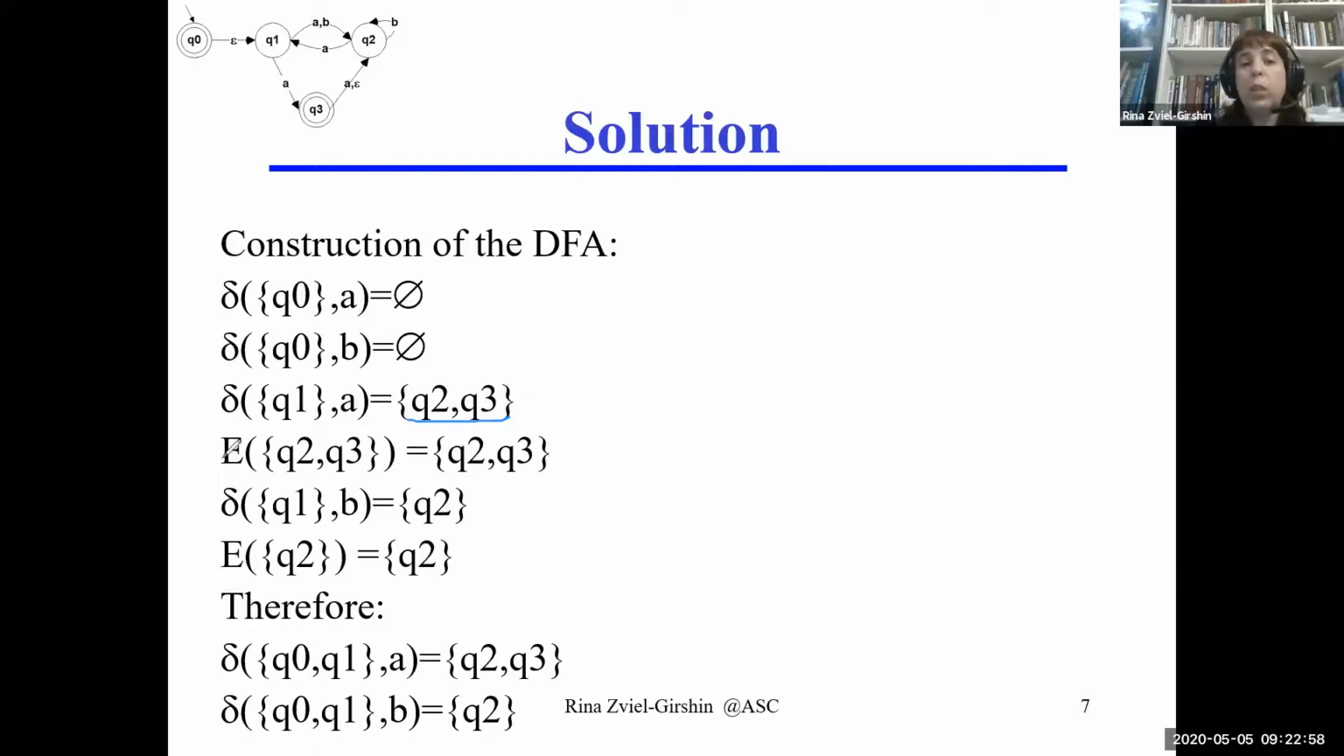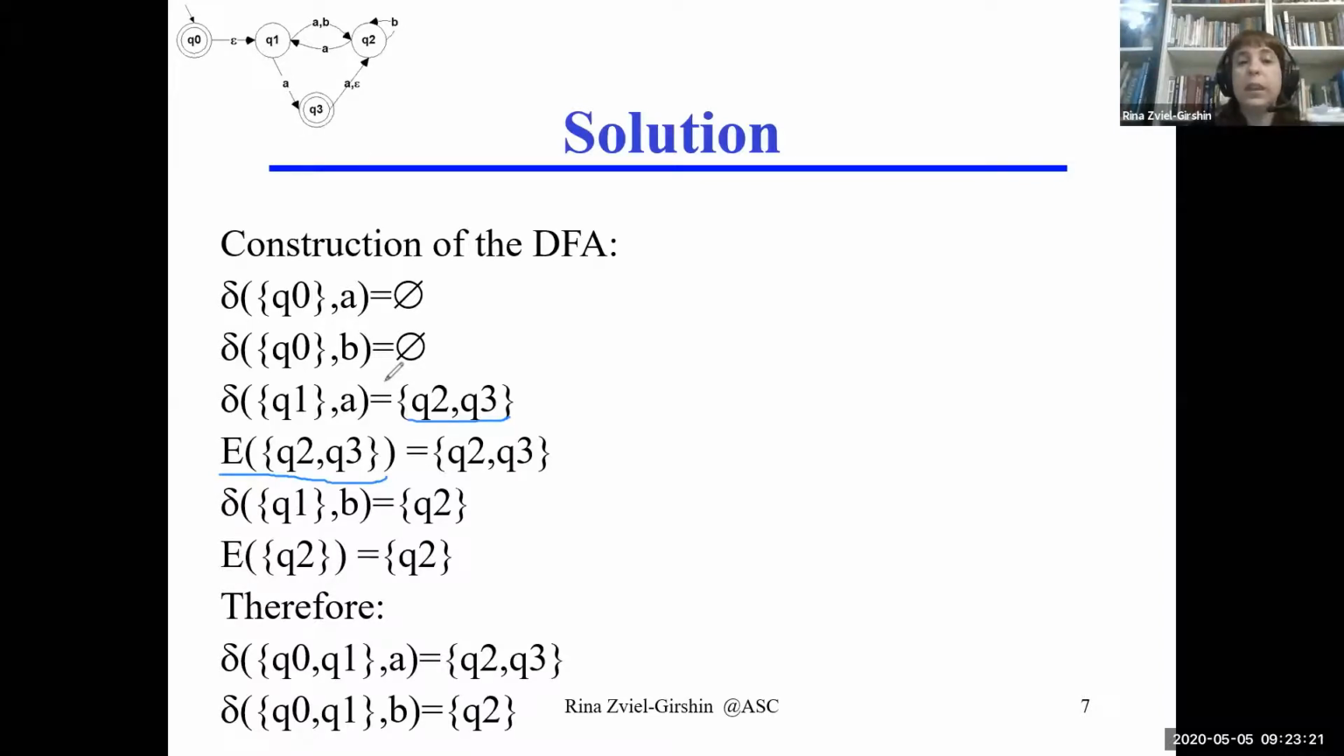And now I also have to do an epsilon closure on this resulting state. So epsilon closure on Q2 doesn't give me anything. Q2, we don't have epsilon transitions. Epsilon closure of Q3 moves me to Q2. So I'm actually staying at the same state, Q2, Q3. And Q1 on input letter B, we move to Q2. And epsilon closure of Q2 is Q2 itself.